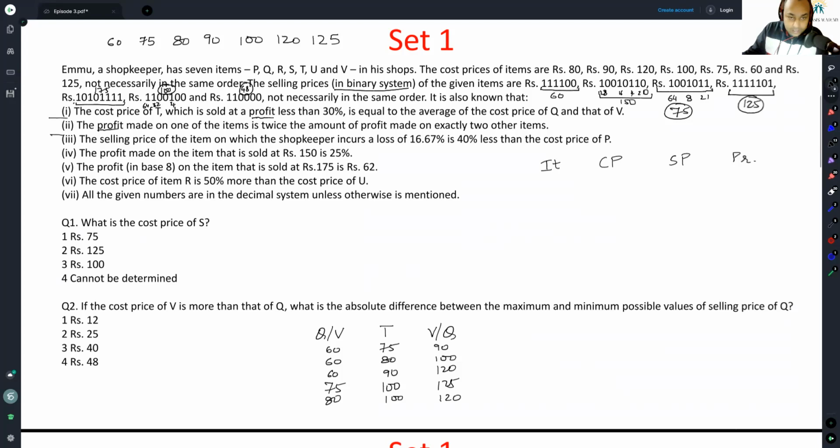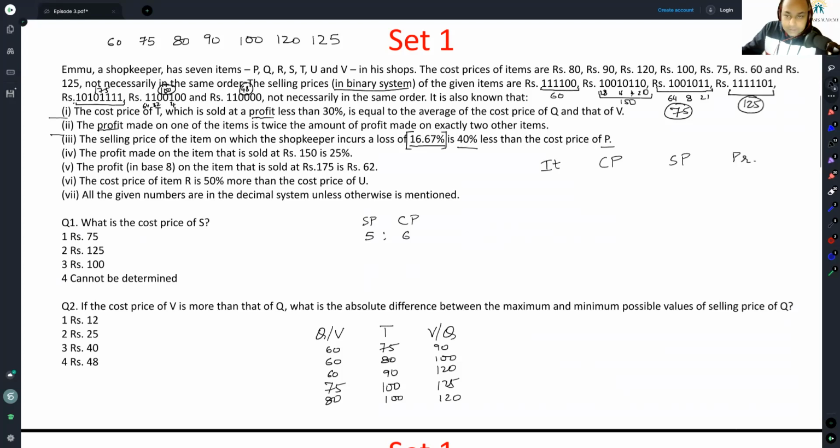The selling price of an item on which the shopkeeper incurs a loss of 16.67% is 40% less than the cost price of P. Okay. If you're incurring a loss of 16.67%, you're basically saying SP and CP are in the ratio 5:6. So I'm now first identifying all those cases where CP is a multiple of 6. Can it be 60? Can CP be 60?